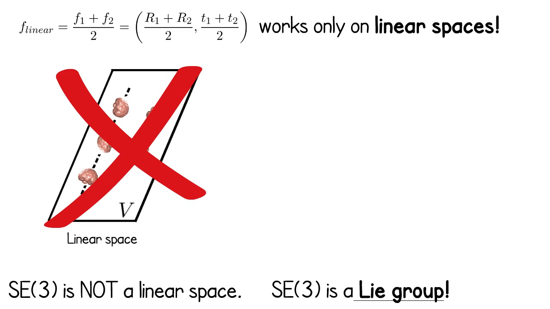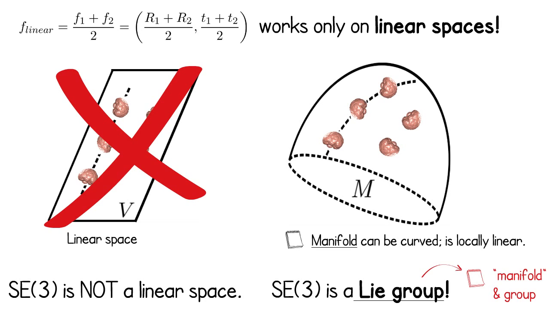What are Lie groups then? What does a Lie group look like? Let's take the mathematical definition of Lie groups now. It's a manifold that is also a group. And a manifold can be curved, so a Lie group can look curved, and SE3 looks curved.